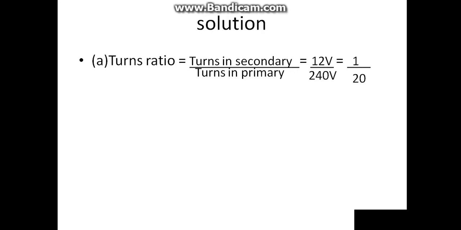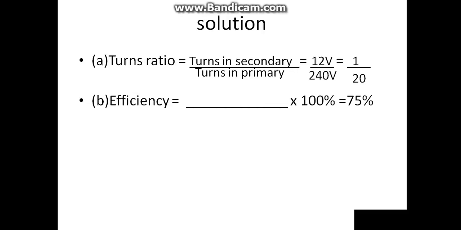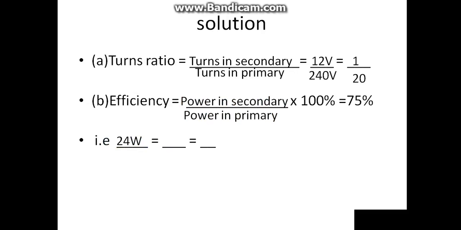B. Efficiency equals power in the secondary over power in the primary times 100%, which equals 75%. That is 24 watts over P equals 75 over 100, which equals 3 over 4. Energy losses within the transformer equal 32 minus 24, which equals 8 watts.